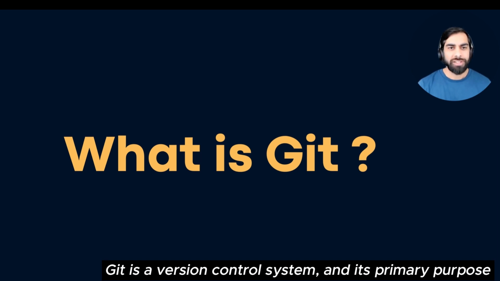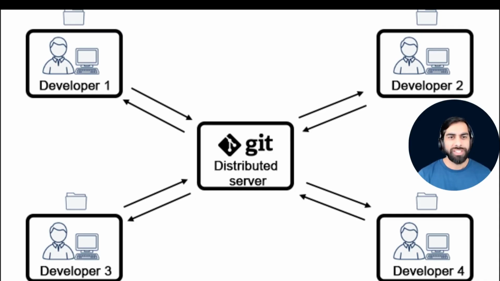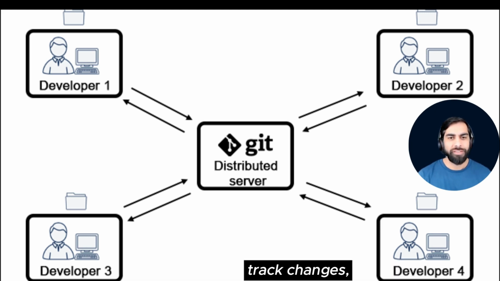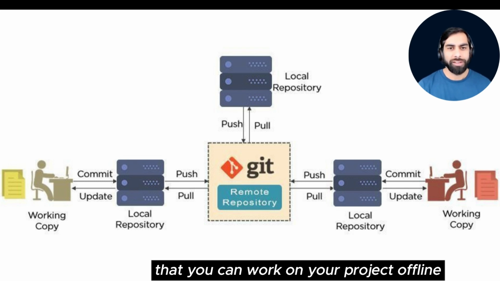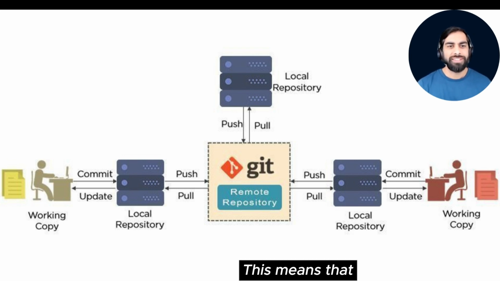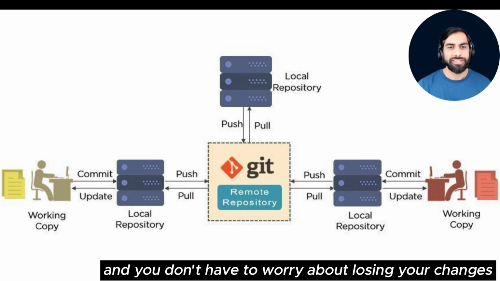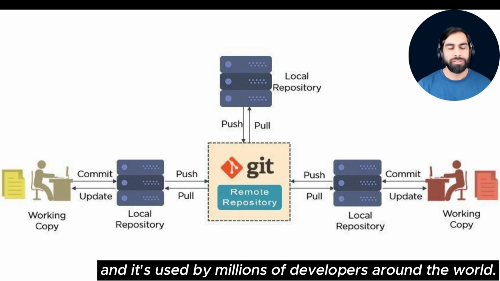Git is a version control system. Its primary purpose is to manage changes to files and projects over time. Version control allows multiple developers to work collaboratively, track changes, and revert to previous versions if necessary. Git is a distributed system, which means that you can work on your project offline. When you connect to internet again, Git will synchronize your local copy of the repository with the remote repository. This means that you can work on your project from anywhere, and you don't have to worry about losing your changes. It is a very powerful tool, and it is used by millions of developers around the world.